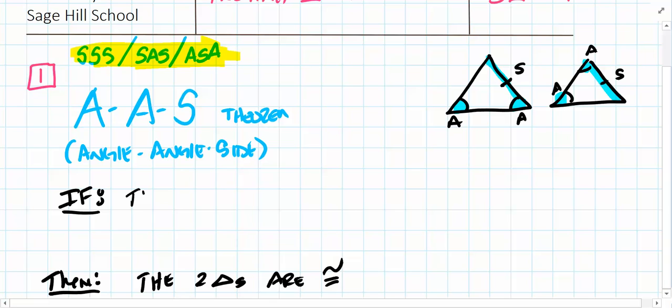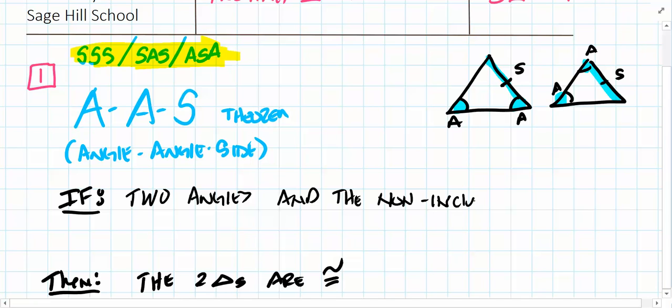So the if is this: if two angles and the non-included side. What do I mean by that? Notice I have this angle and that angle. The included side is the one between them, and that's not the one I'm talking about, because that would be angle, side, angle. I'm talking about the non-included side, either that one there or the one across from it. It doesn't matter, as long as it's corresponding and non-included.